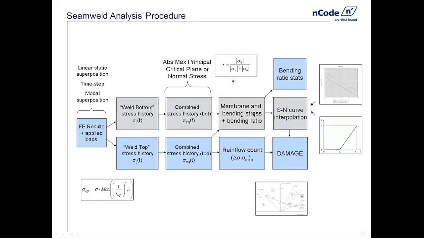Again, if I have a top stress and bottom stress, the average is my membrane stress, the difference is my bending stress. So along the top path, I'm looking at the bottom stress in the same direction as the top stress and using that to calculate my bending ratio. And once I have a bending ratio, I can go in and use the fatigue curves to interpolate and get a unique fatigue curve for this bending ratio, and that's used with the stresses along the bottom. So this is the overall path.